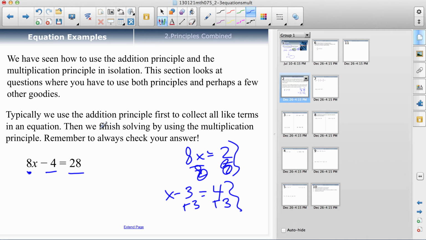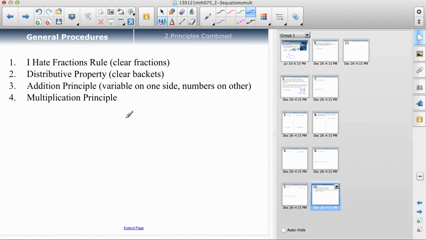So typically what we do, and I'll show you the last step, well maybe I'll go there now. This is typically what we're going to do, is we're going to use the I hate fractions rule, we'll introduce that later, then the distributive property if you need it, then addition subtraction principle to collect like terms, and finally we use the multiplication principle. That's sort of the order that we do it in. Notice if we don't have these top two goodies here, that addition principle is done before the multiplication principle.